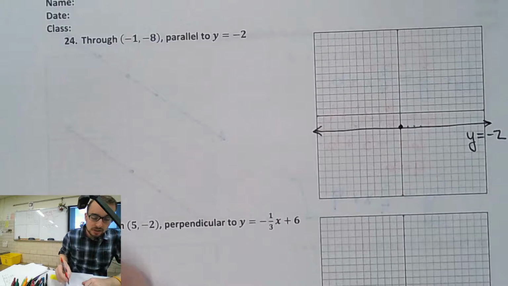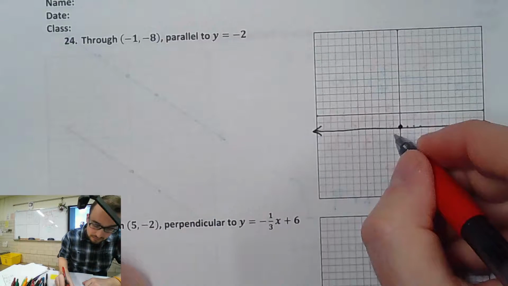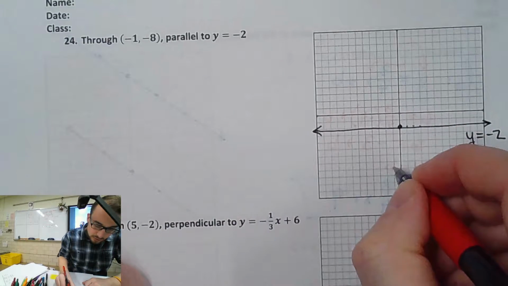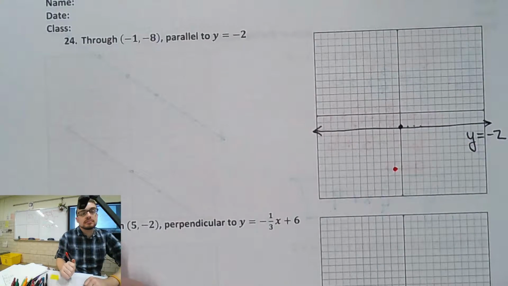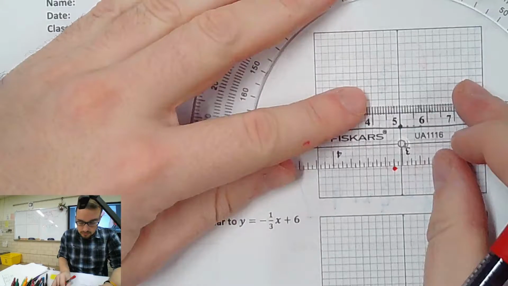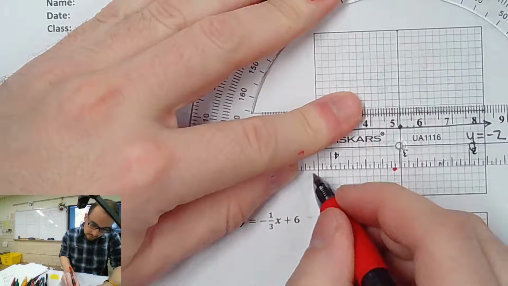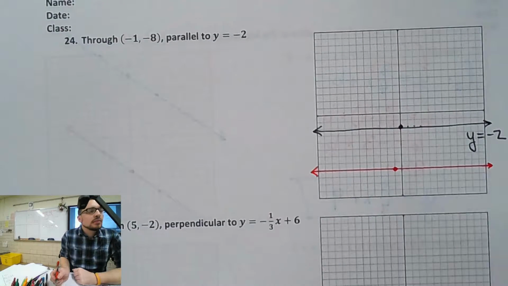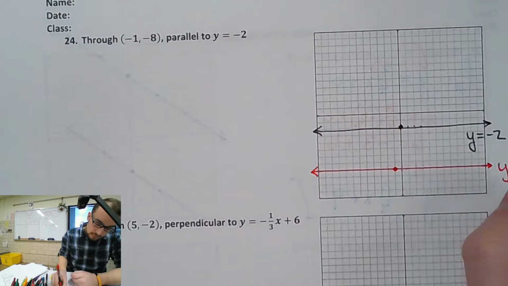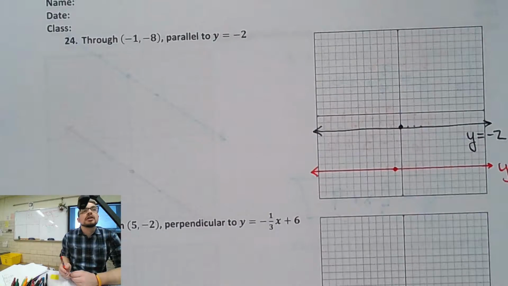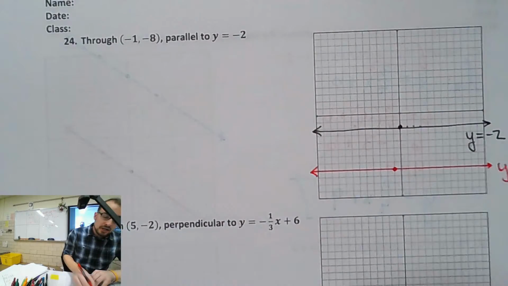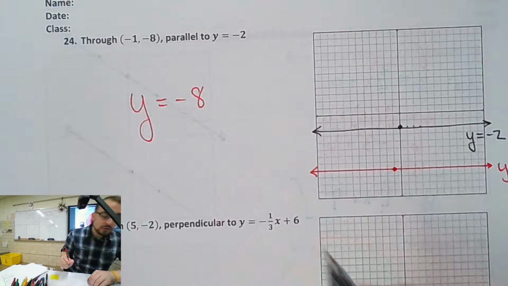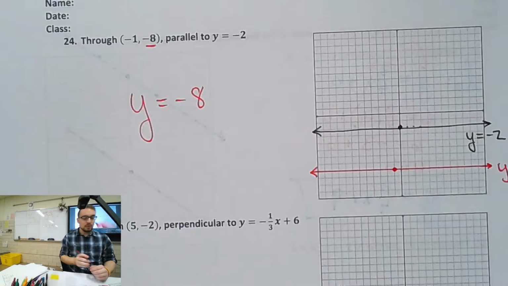We want it to go through the point (-1, -8). So we want it to go through that point. Okay, well, pull out your protractor. What is the equation of that line? All those points have something in common. What is it? y equals -8. All the y values will be -8, right? So the equation that's parallel to that and goes through (-1, -8) is going to be y equals -8.